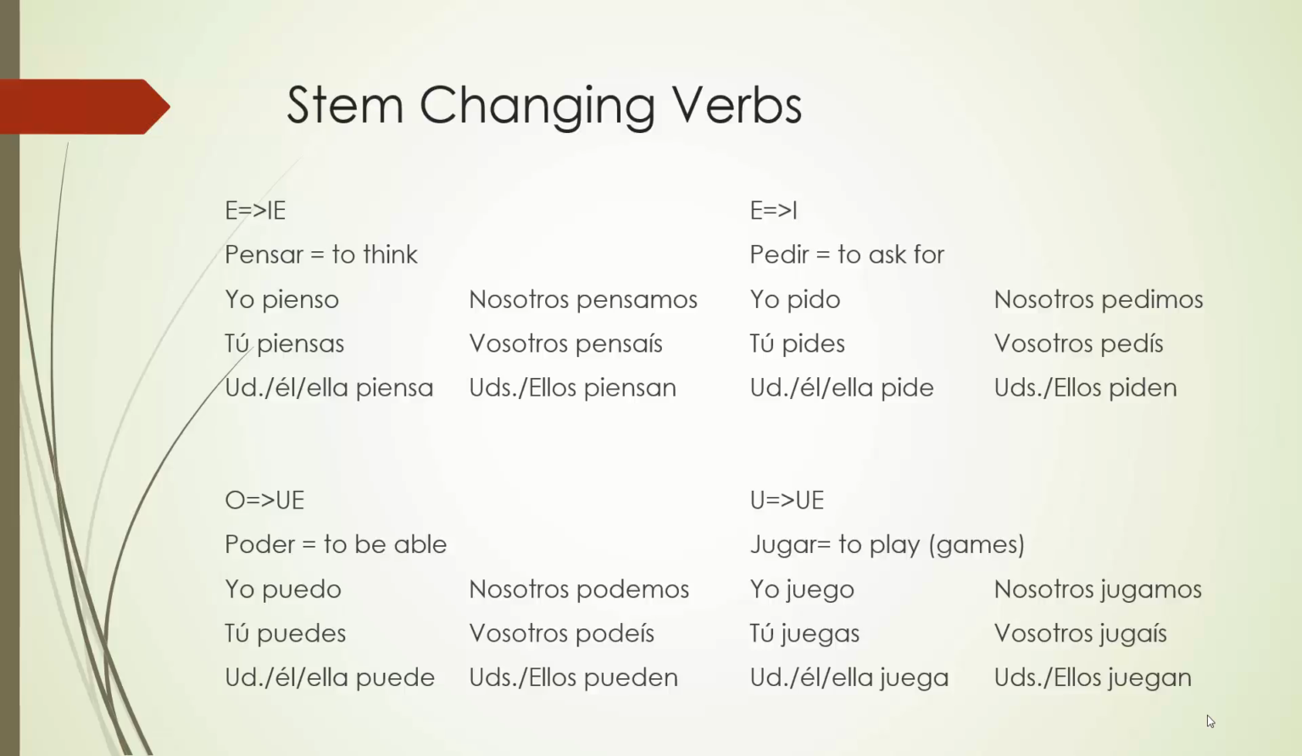So those are stem-changing verbs. You've got a list of them in this chapter. The best way to study these is to make 3 columns on a piece of paper. Label one of them E to IE, list all of those verbs in that column and study those together. Make another column, E to I, list all of those verbs together and study them together. And then one column, O to UE, and study all those verbs together.